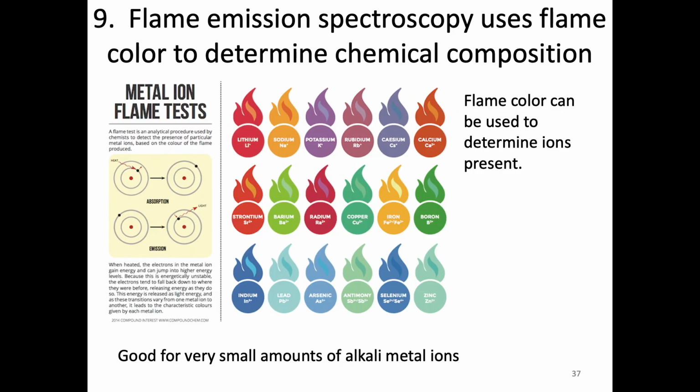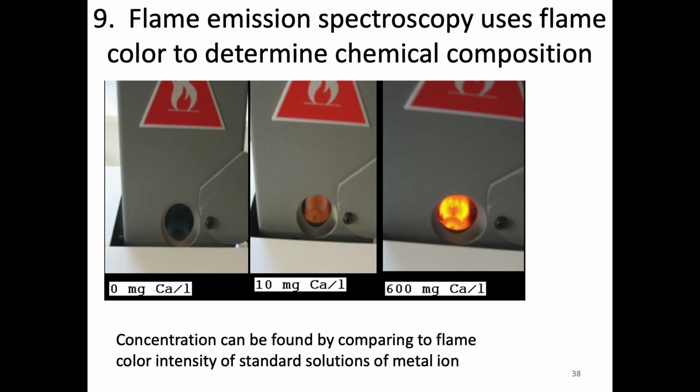This is often a very good way to get things like lithium and other light elements that aren't picked up very well on something like EDS. So this is a very common technique, flame emission. There are also variations of this. One of them is known as ICP, inductively coupled plasma spectroscopy, which you can look up. That is a very similar technique to flame emission spectroscopy, but it gives us concentrations of very low amounts of these metal ions.